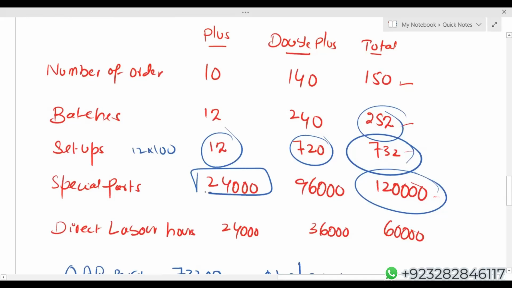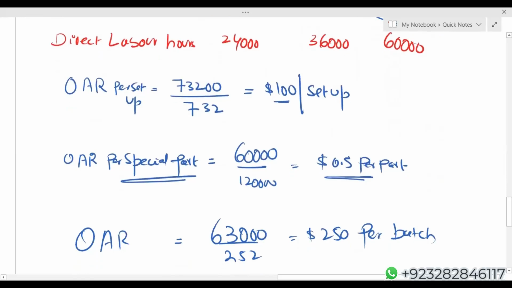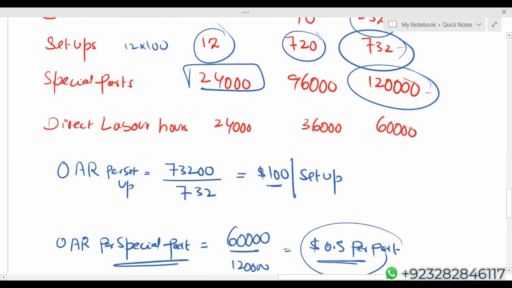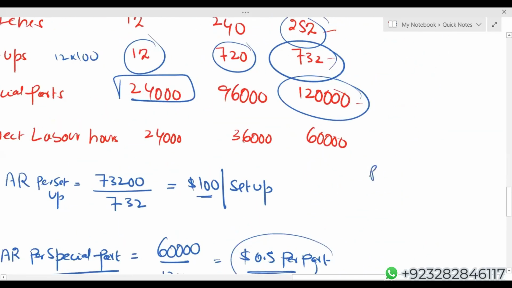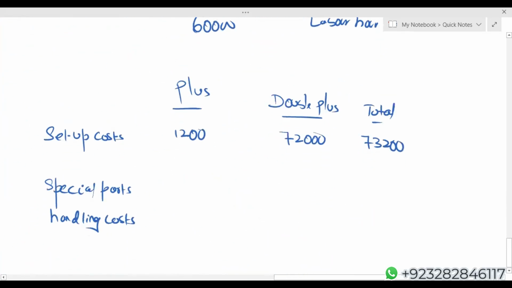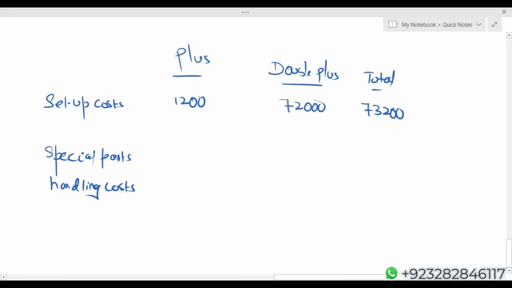Total number of special parts for plus we need is 24,000. Per part, the rate is 0.5. So simply 24,000 multiplied by 0.5 will give us 12,000. For plus, the total number of parts is 24,000 and per part the cost of handling is 0.5. It means the special parts handling cost is 12,000.